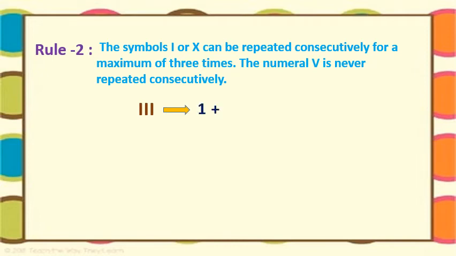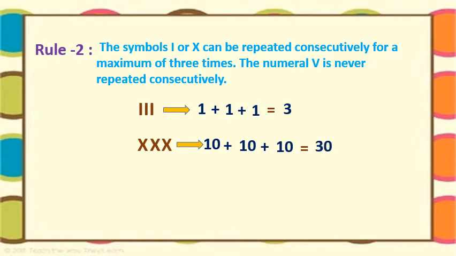Okay. Now here, 1 plus 1 plus 1 is nothing but 3. Very good. Now the next example we will write X, that is nothing but 10. That we will write 3 times, that is the maximum number of times. Now here what is the value? Yes, very good. That is nothing but 10 plus 10 plus 10 is equal to 30. Very nice. You became master in writing the Roman numerals.